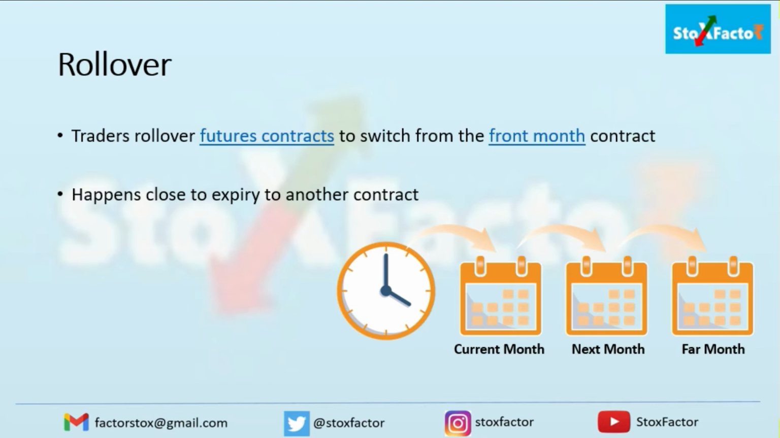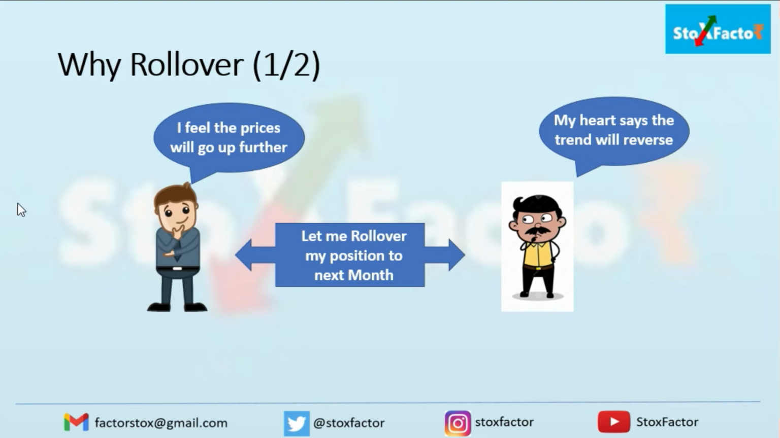Now let's move further. Why do people generally roll over their positions? As I was mentioning in the previous slide, generally the people who have made long positions in the current month feel that the prices will go higher. Suppose a rally has been made in this particular month for a particular stock and they expect the rally to continue. So they will roll over their position by paying a small premium, because generally you will find that the next month future contract is available at a premium as compared to the current month contract. Premium means slightly higher in the price.